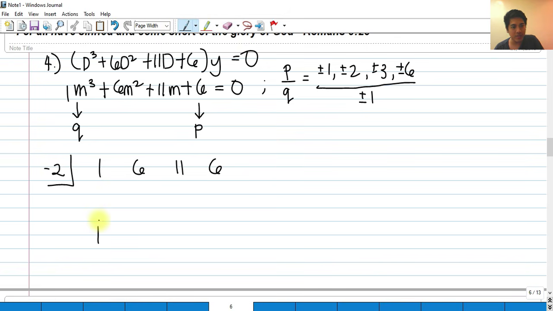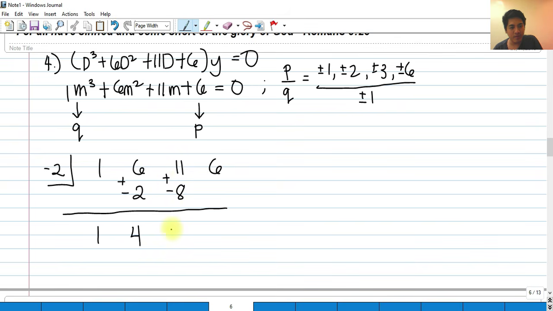Let me just have a little space here. Okay, so I'm going to multiply this by this. We have negative 2. 1 times negative 2 is negative 2. Then add this. I'm going to get 4. 4 times negative 2 is negative 8.